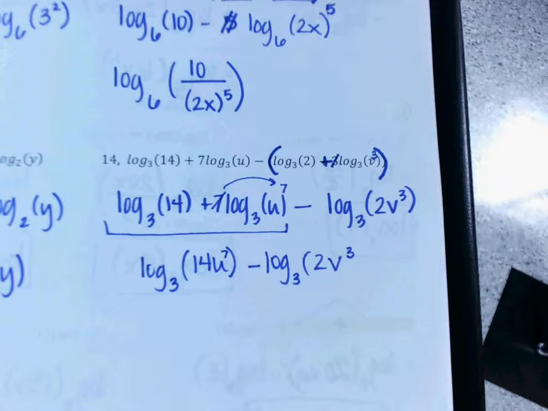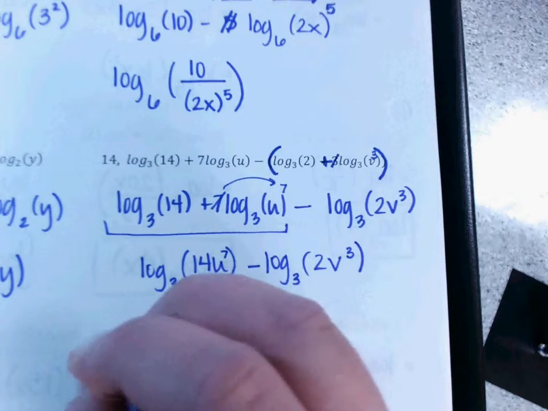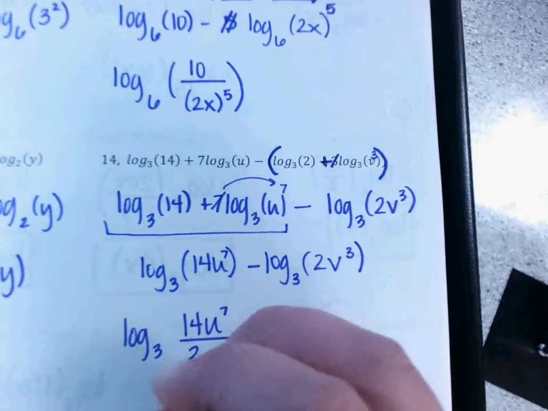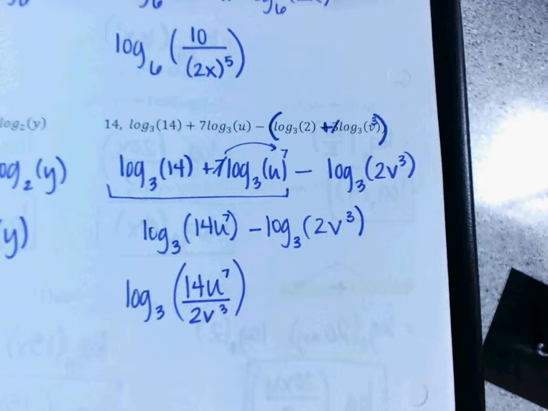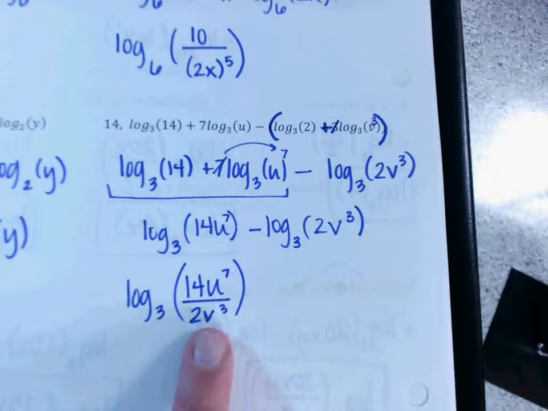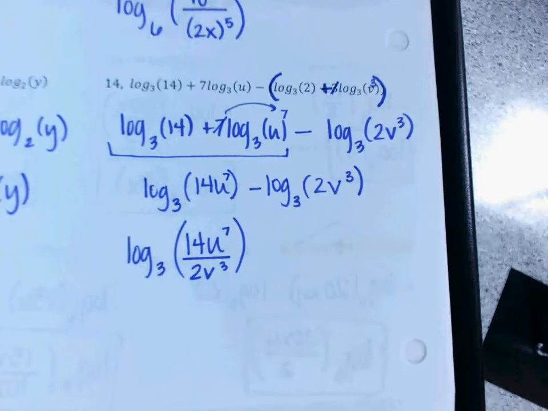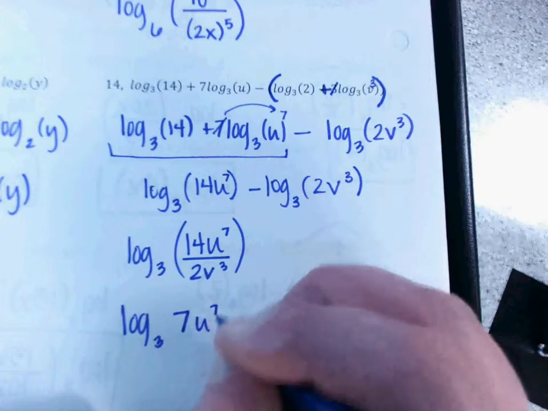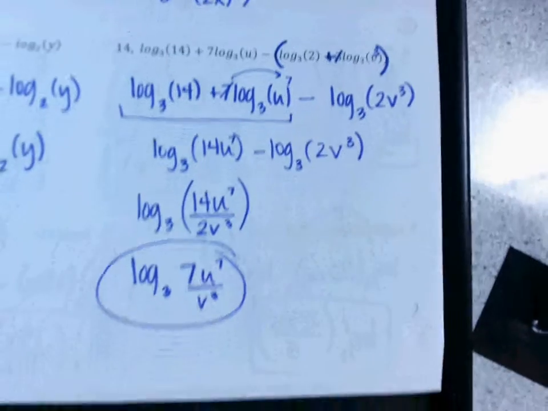And then from there, if we're subtracting, then we need to do what? Divide. So you'll have log little 3 of 14u to the 7 over 2v to the 3. And since none of my coefficients were outside parentheses, that's why I don't end up having any parentheses in my log when I'm grouping stuff. Okay? Then from there, 14 divided by 2 gives me what in the front? Good. So it'd be 7u^7v^3. Make sense?